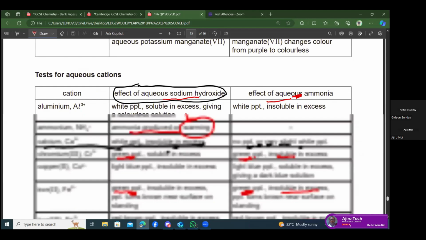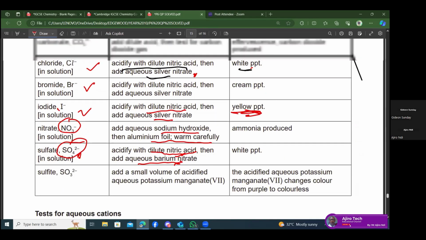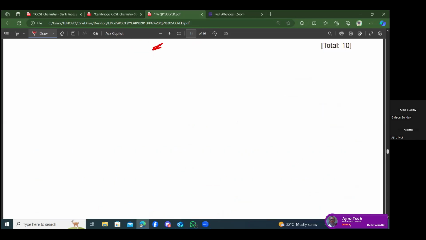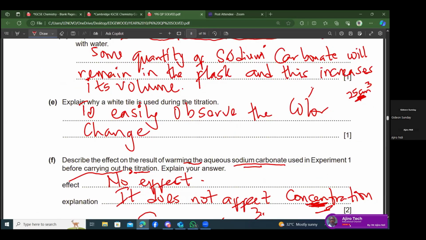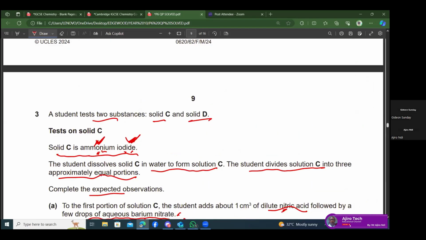You can see that when you add nitric acid and barium nitrate, you are testing for sulfates, not for ammonium and not for iodide. So that's why in that particular part of the question, we said no change or no effect, because it's the wrong test for any of the ions that are there. So no change.